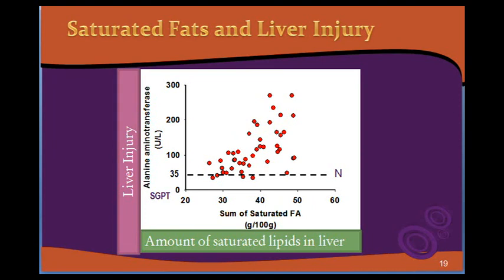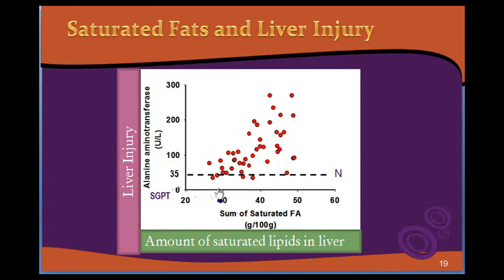The scattergram in this slide illustrates the relationship between the amount of saturated lipids that are deposited in the liver and the extent of liver cell injury. Liver cell injury, or hepatocyte injury, is measured by the SGPT or alanine aminotransferase, also known as ALT, and this is also called SGPT in our common parlance. Normally the SGPT value should be around 35.